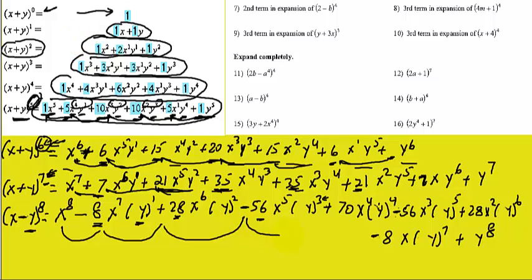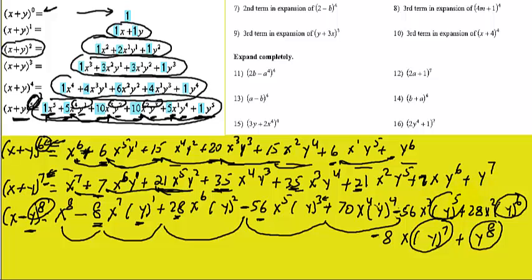Now one more thing you need to be concerned about, and that is what term it is. Now 8th power means I'm going to have 9 terms. Now look, on the 9th term, y has a power of 8. On the 8th term, the y has a power of 7. On the 7th term, y has a power of 6. So y always has one less power than whatever the term is.